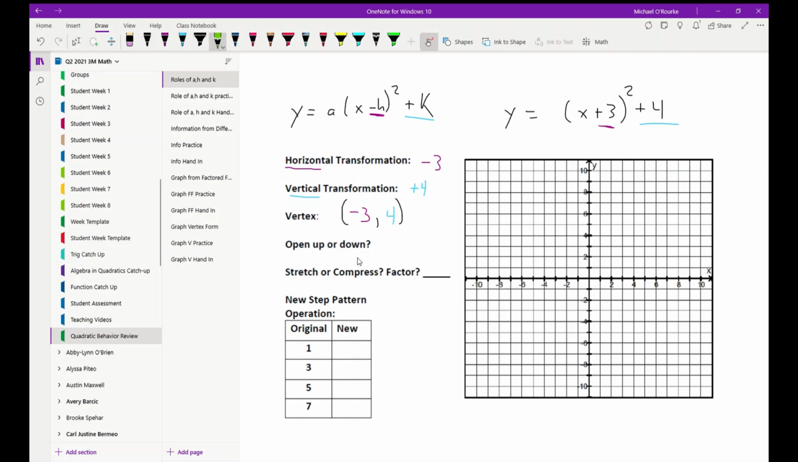Now when it opens up or down, I'm looking for a plus or a minus on the a value. Right here it's not there, but remember we always write a 1 there. It's a +1, so it's going to be up. And the stretch or compression factor, what number is in front? 1. If we times it by 1, that doesn't change anything, so there's no new step pattern we have to worry about. Now if we wanted to graph this, we go -3, +4, so there is where our vertex is going to be.